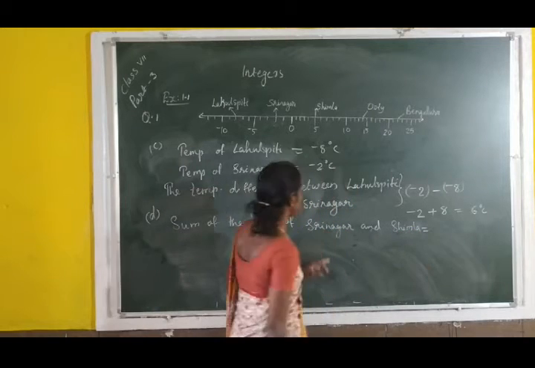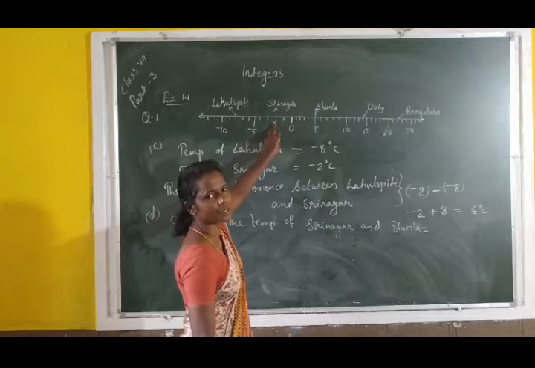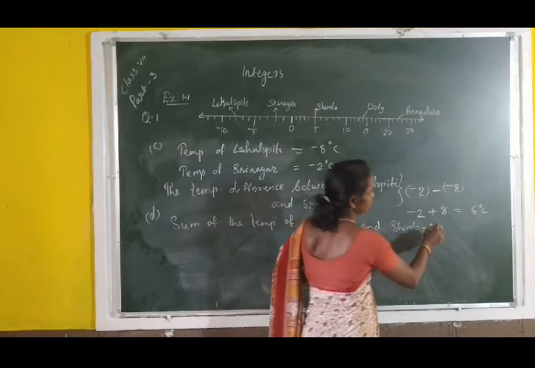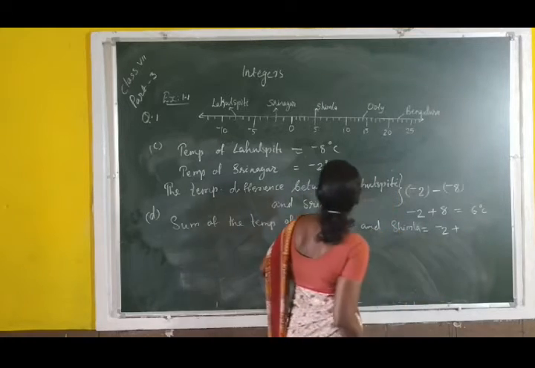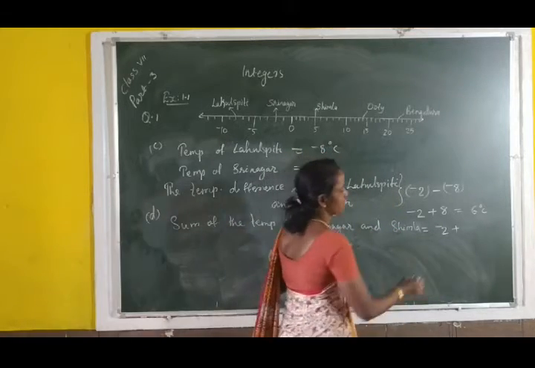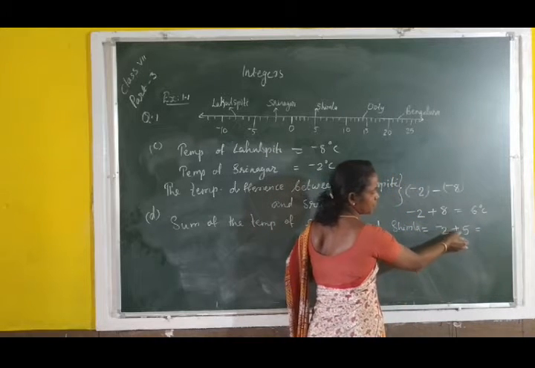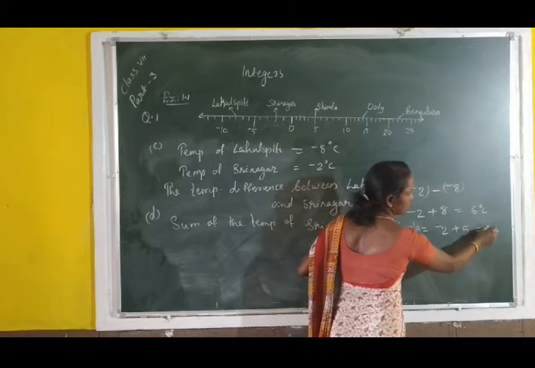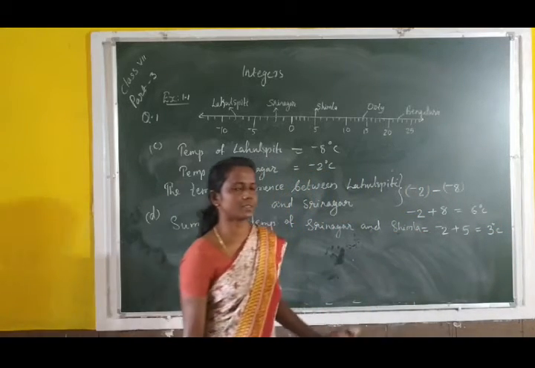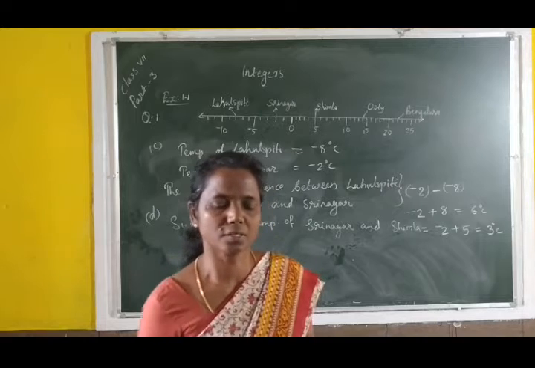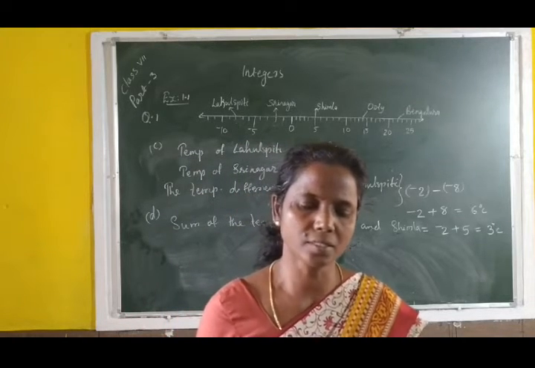What is the temperature of Srinagar? Srinagar temperature is negative 2. Then add Shimla, positive 5. So adding these numbers, we get negative 2 plus 5 is equal to which number? 3 degree Celsius. Is this temperature to be compared with which place? First place at Shimla.